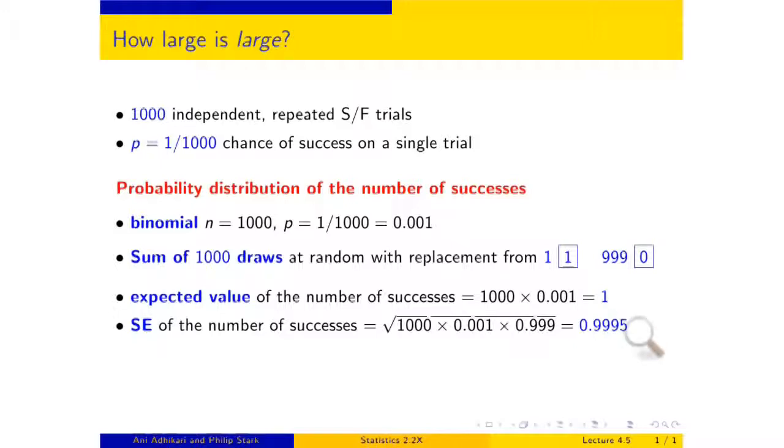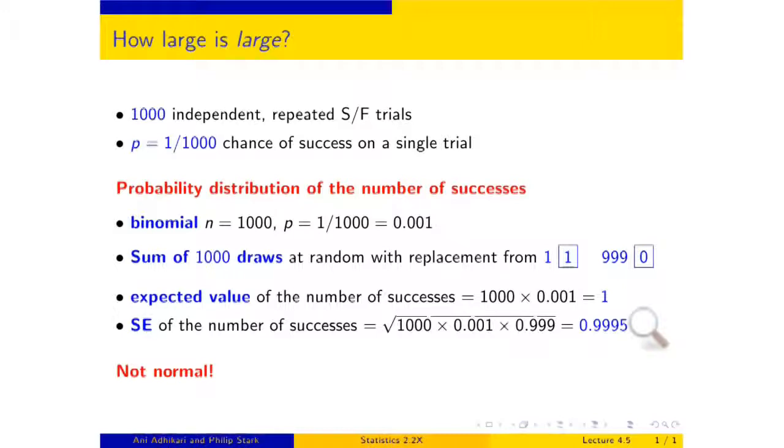Well, if I go 2 standard errors below the expected value, I'm at a negative number of successes, and this is most unfortunate. This cannot be. And so, by a kind of assessment that you did back in Stat 2.1x, you know that this distribution is not going to be normal. So, what is it then?